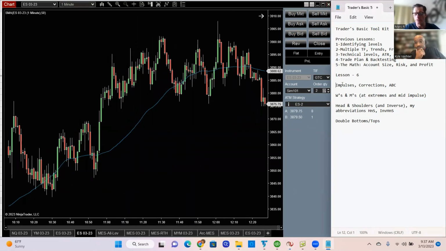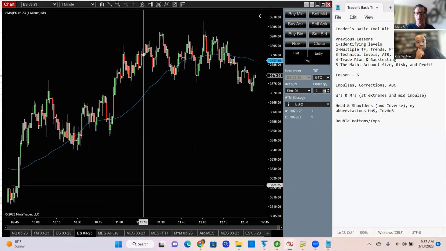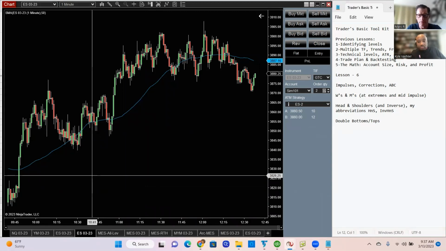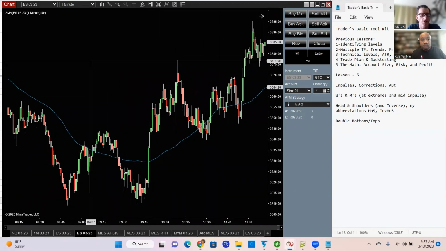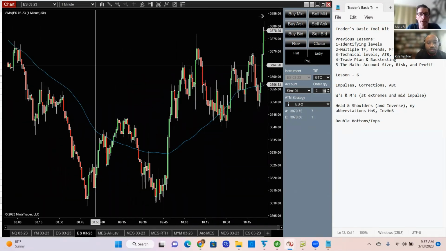And so when you hear some of this terminology, if you're in rooms with myself or Jamil, you know what we're talking about. And impulse and corrections, right? This is a 1-minute chart on the ES. So, you know, we say impulse and correction. What are we referring to?